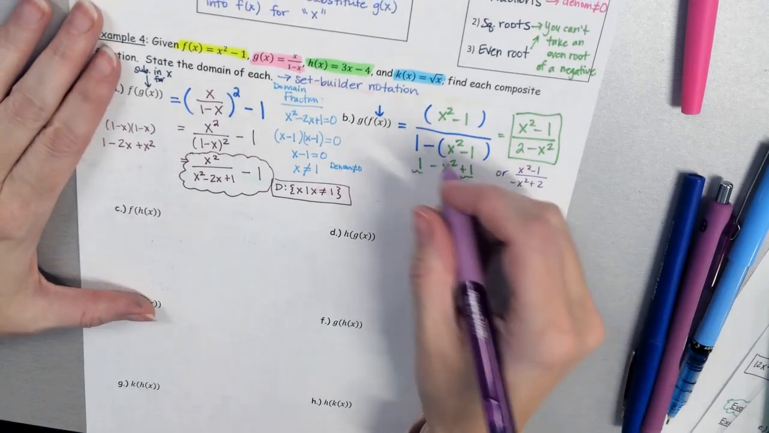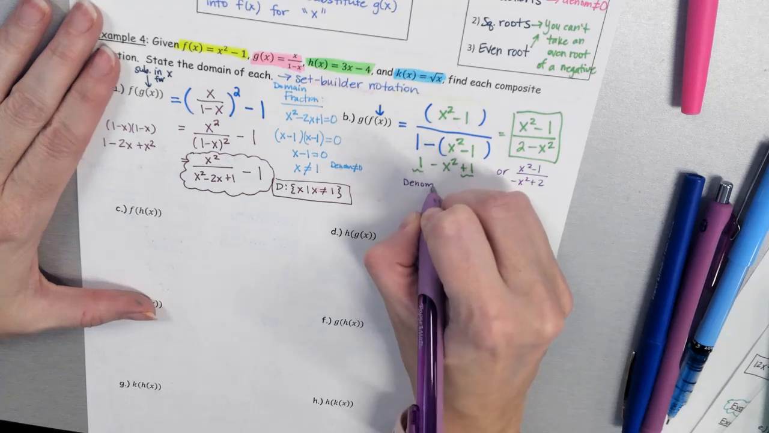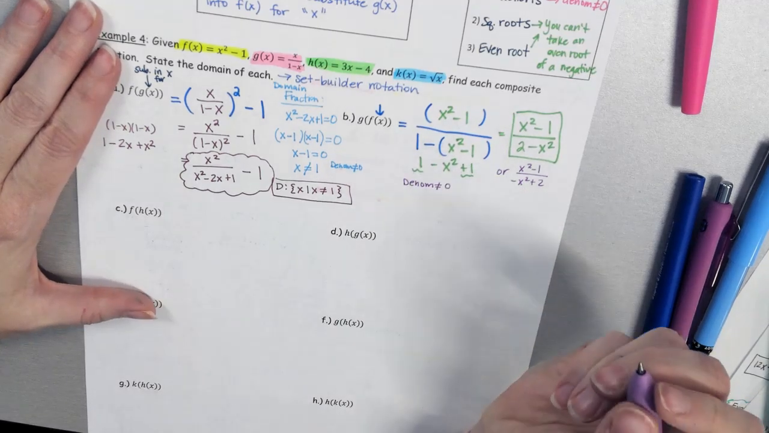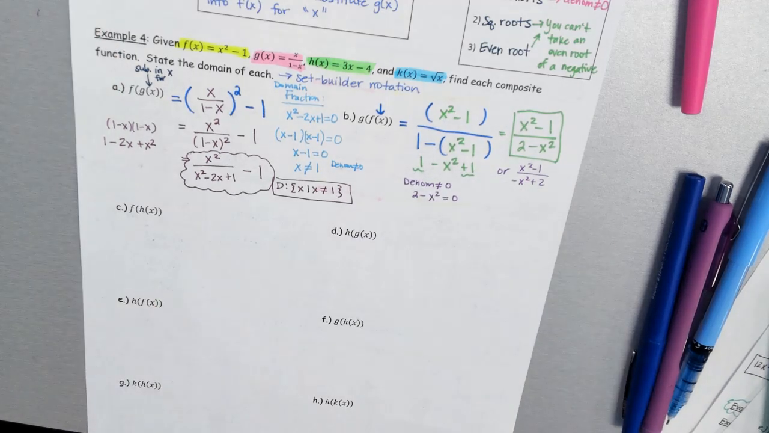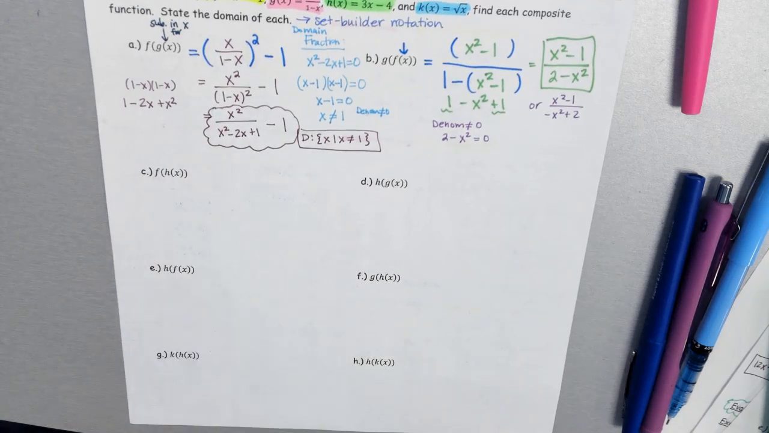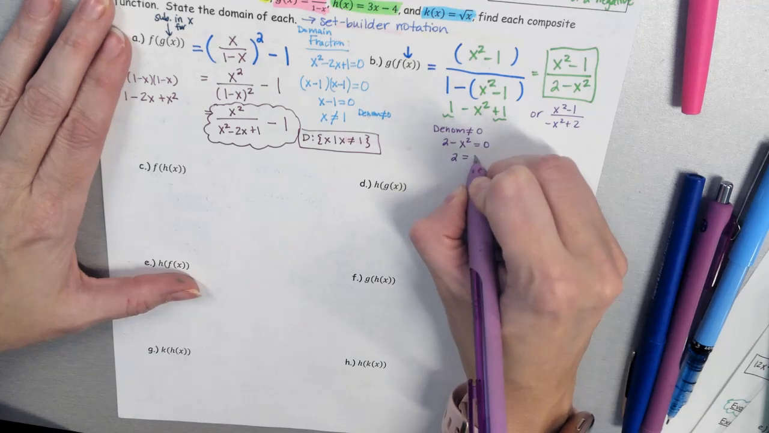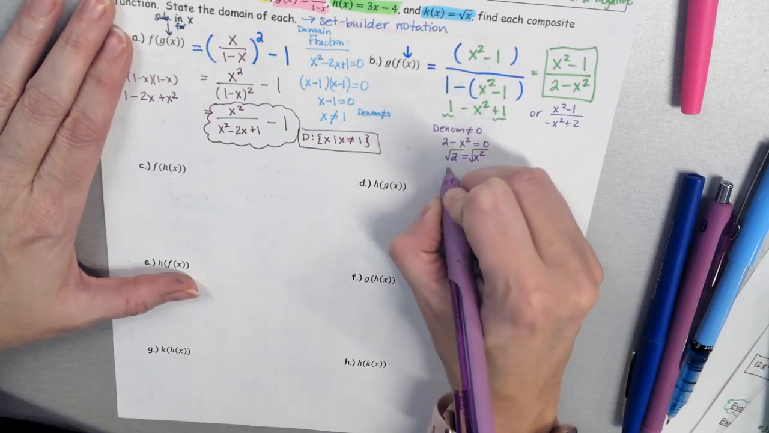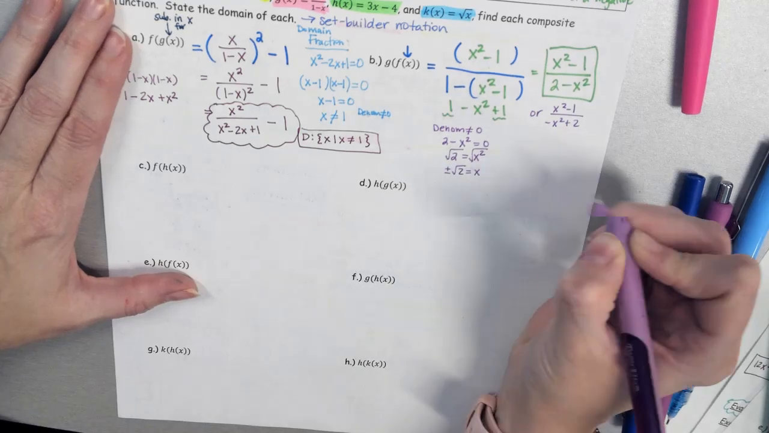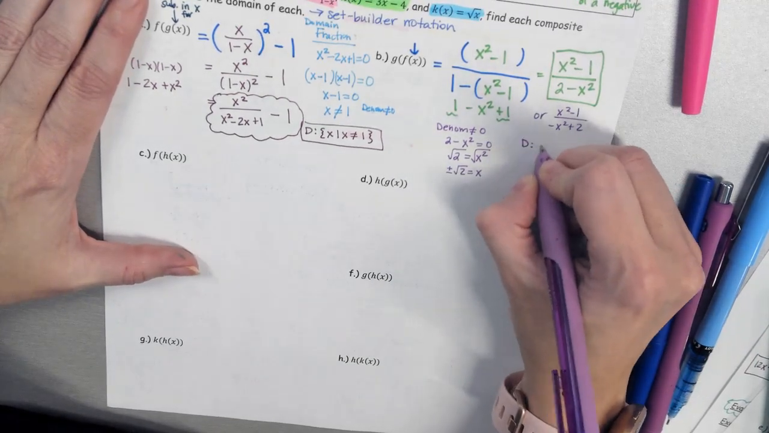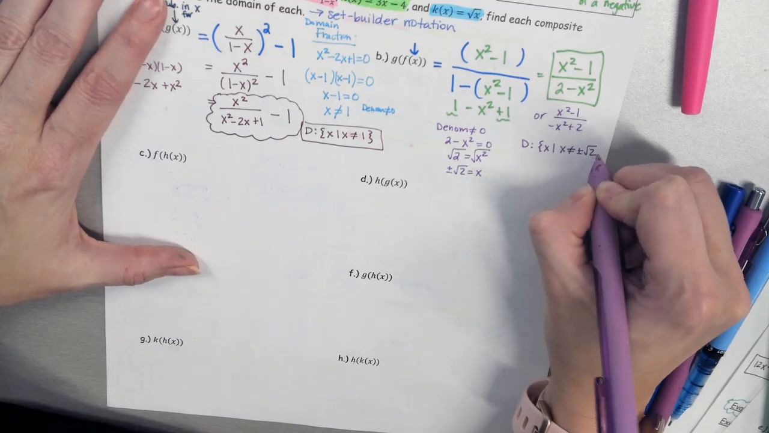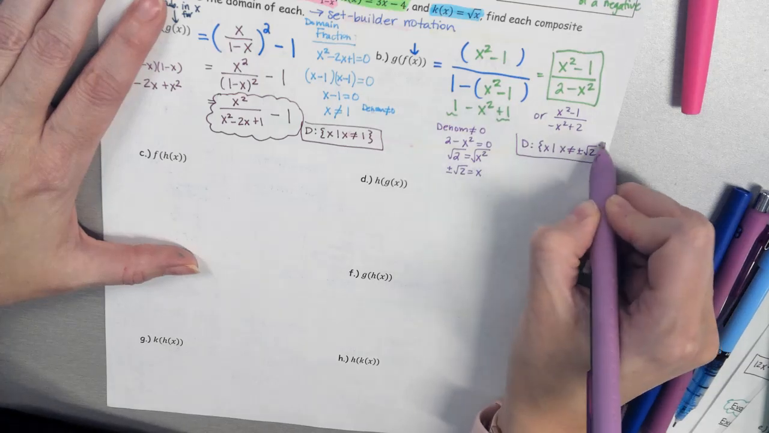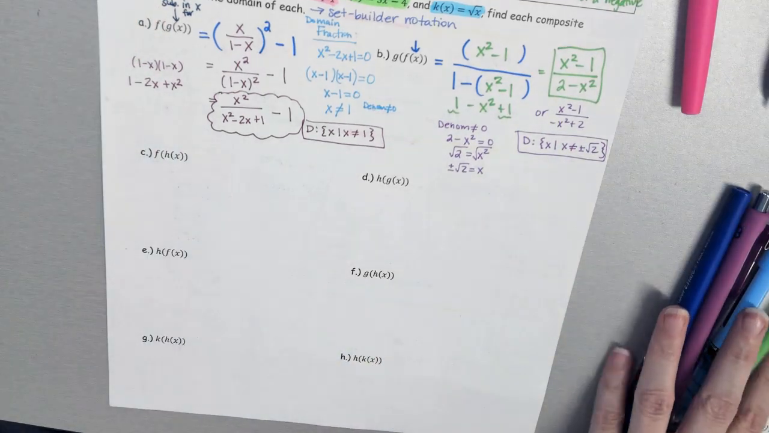Now again, you have a fraction. So anytime you have a fraction, we know the denominator can't be 0. So we're going to set 2 minus x squared equal to 0, and let's go ahead and solve that for x. I would add x squared to both sides, take the square root. When you take the square root, don't forget you have the plus or minus. So your domain is going to be x such that x cannot be plus or minus root 2. Those are the values that make it 0.